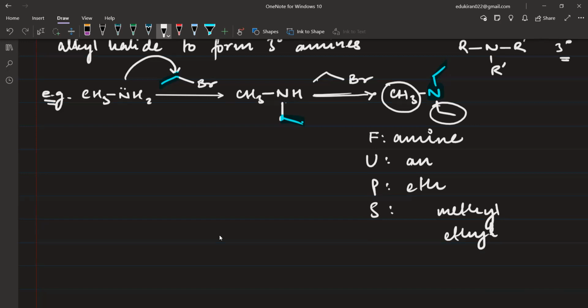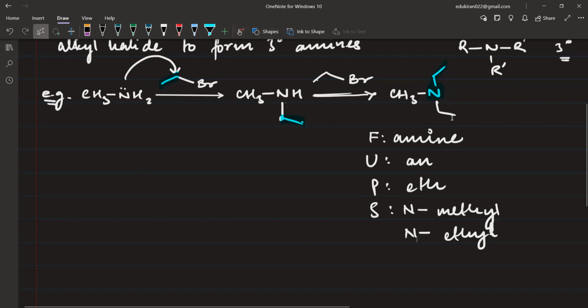But how do we number the substituent? Since these substituents are not attached directly to the carbon chain, not attached to the main chain, hence we are going to number them according to nitrogen because they are attached to nitrogen. So you'll say it is N-methyl. That means it is attached on the nitrogen atom. And this is N-ethyl. Now, when we are going to name it down, we'll write N-ethyl, N-methyl, ethane amine. Okay, so the name will be N-ethyl N-methyl ethane amine.